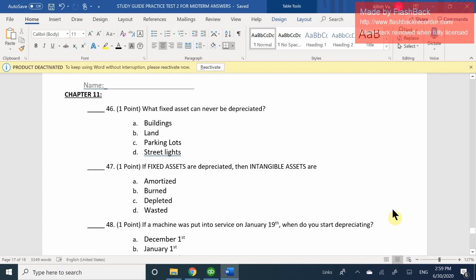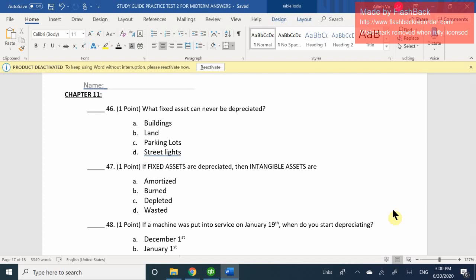Okay, last section that we're going to be diving into is going to be chapter 11. So again, we just went over this just a couple weeks ago. This is all about depreciation and understanding the different formulas and the different methods to use. So make sure that you are careful when doing your depreciation examples.